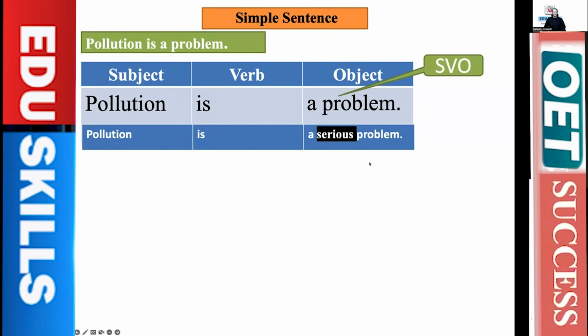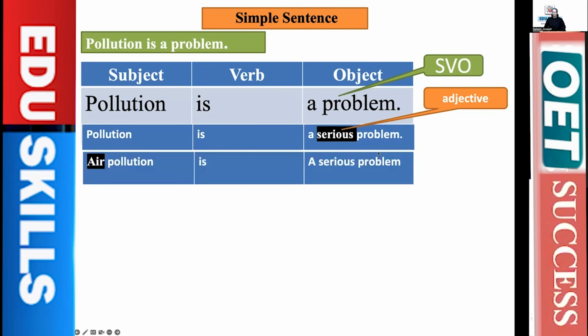Now pollution is a serious problem. You can add an adjective here, so it becomes even longer. Pollution is a serious problem. Or you can make it air pollution, an adjective here. Air pollution is a serious problem.